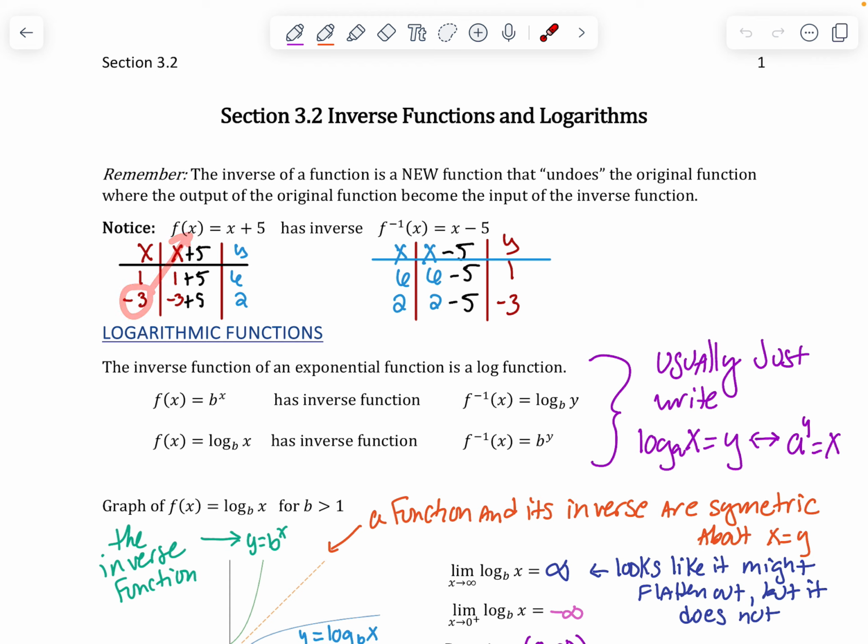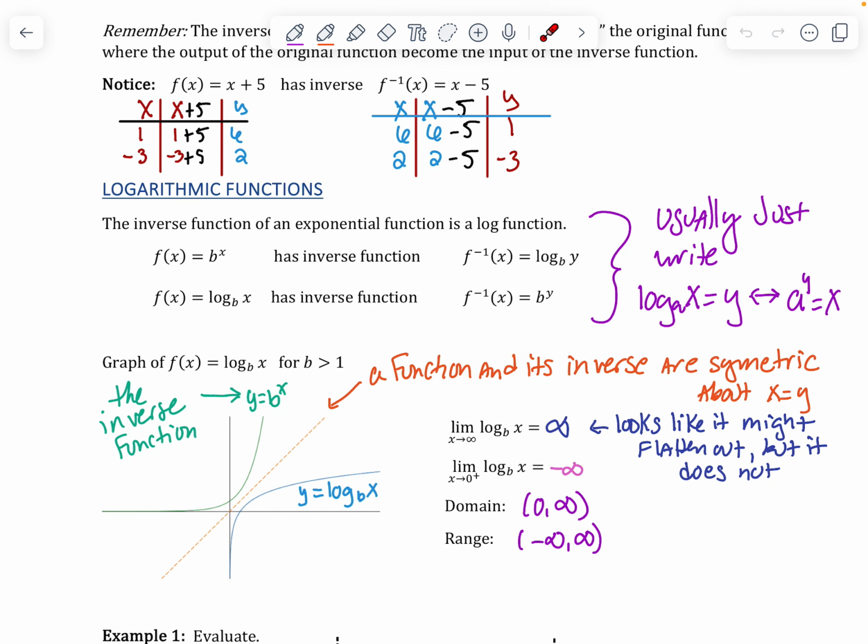-3 in the original function results in an output of 2. And if I take that 2 and put it into the inverse function, I get -3 as my output. My input becomes my output. My original output is used as my input.